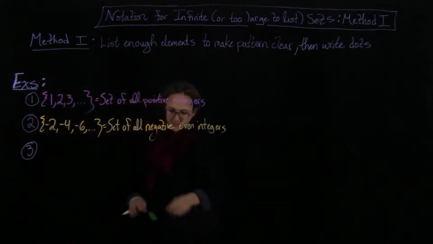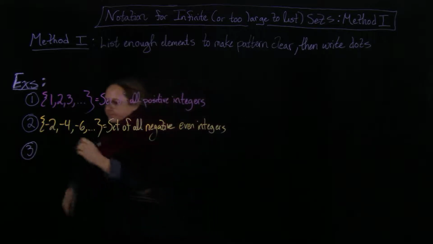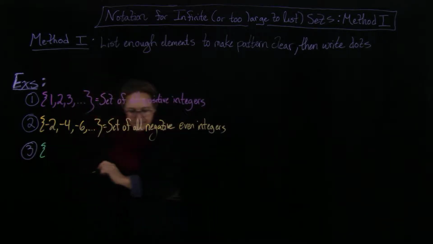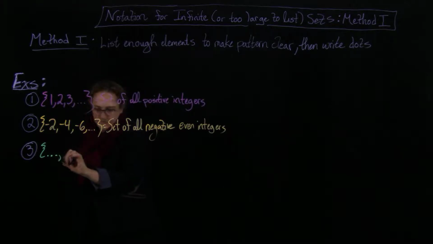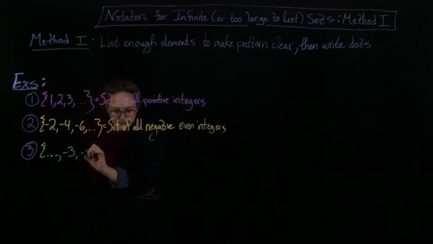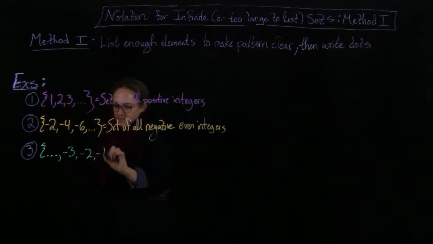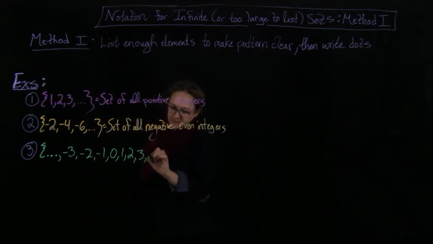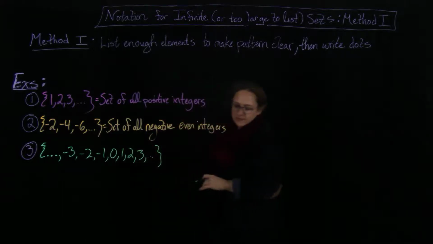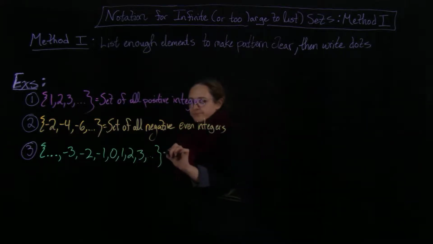Let's go ahead and do this set. I'm going to start with dots, and then -3, and then -2, -1, 0, 1, 2, 3, dot, dot, dot. Okay, so this is the set of all integers.